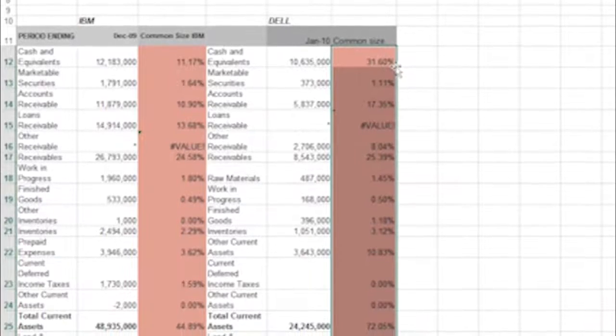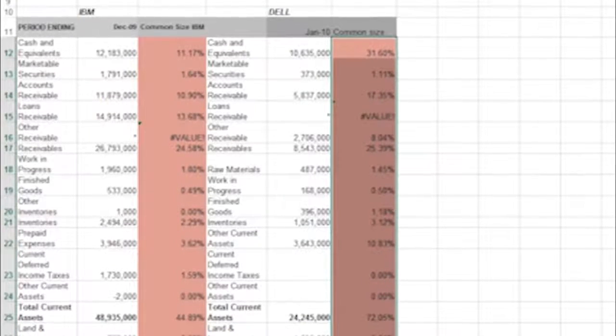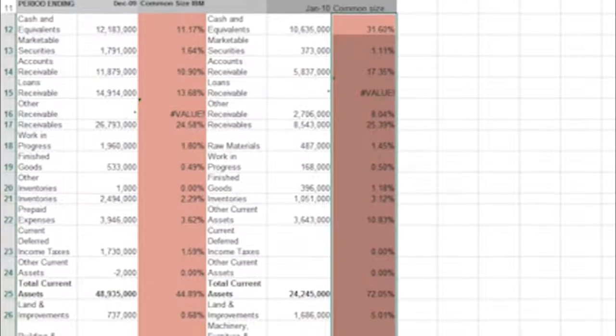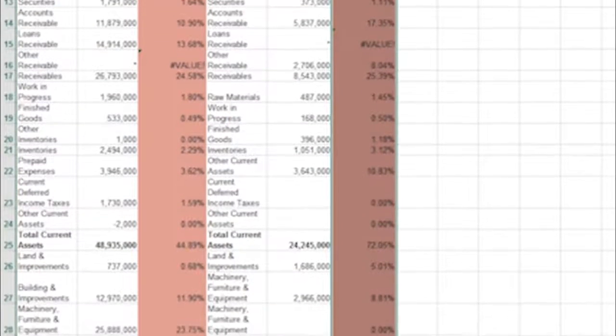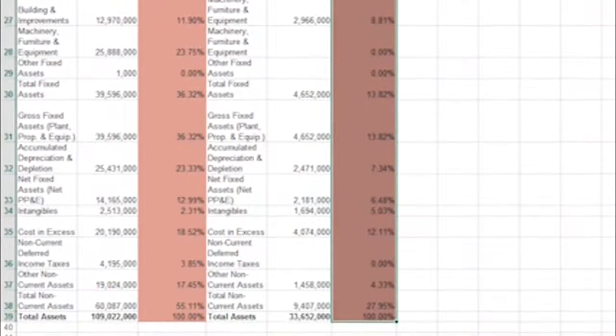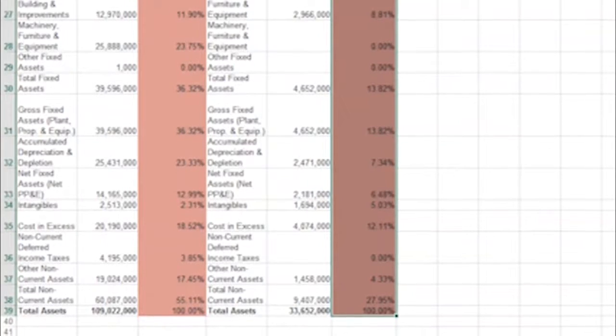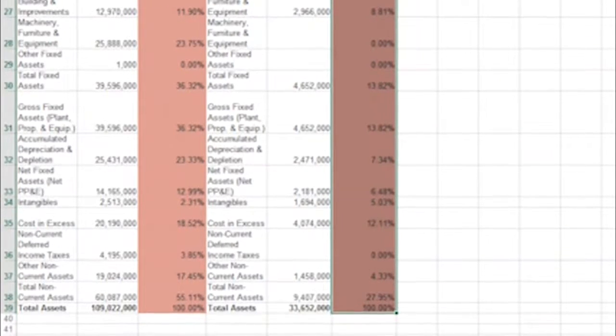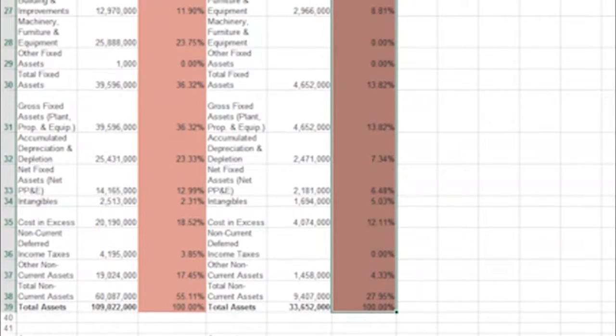So maybe the first thing I would like you to notice here is that the relative size of Dell and IBM are quite astonishing. The total assets for Dell are $33.6 billion. The total assets for IBM are $109 billion. So IBM is a little more than 3 times the size of Dell. There's no way that ordinarily we would be able to compare these organizations, but by engaging in a common size financial, we can do so.